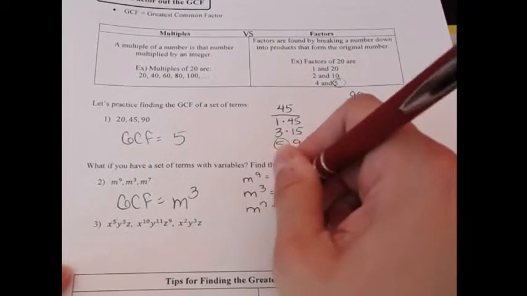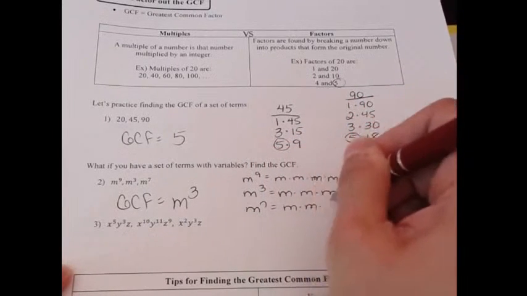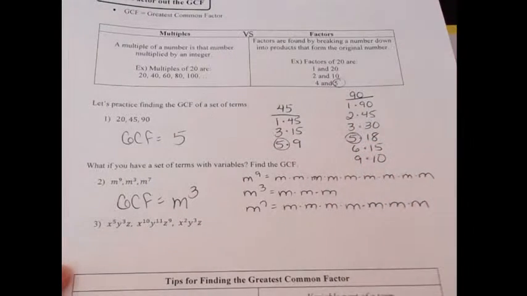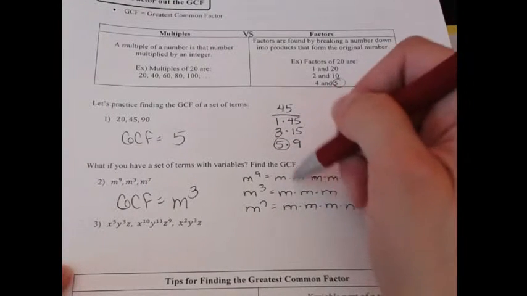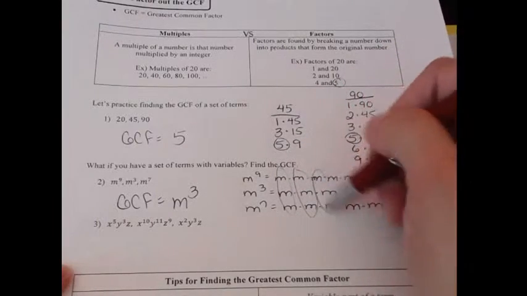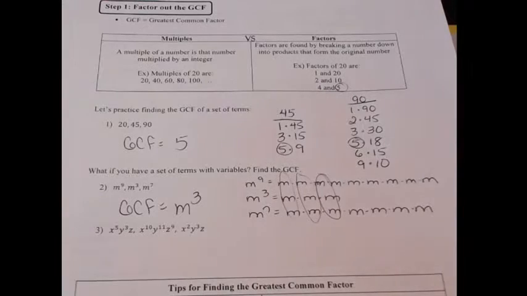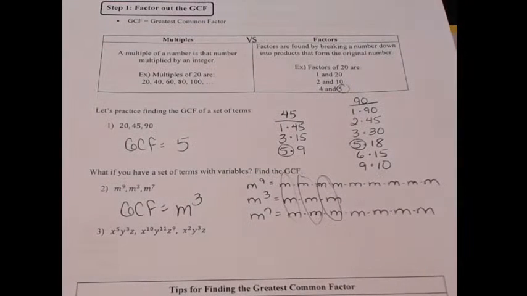M to the 7th is 7 m's: 1, 2, 3, 4, 5, 6, 7. And then notice that they have 1, 2, 3 in common, right? The rest are excess. So your GCF is m to the 3rd. Hopefully that's even clearer looking at this expression in that way.